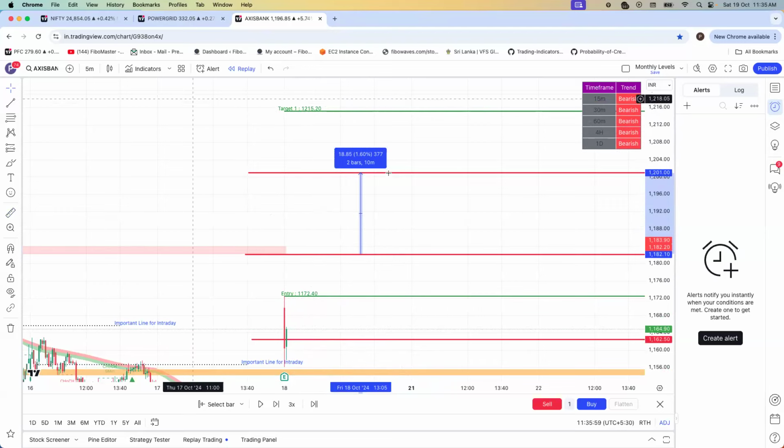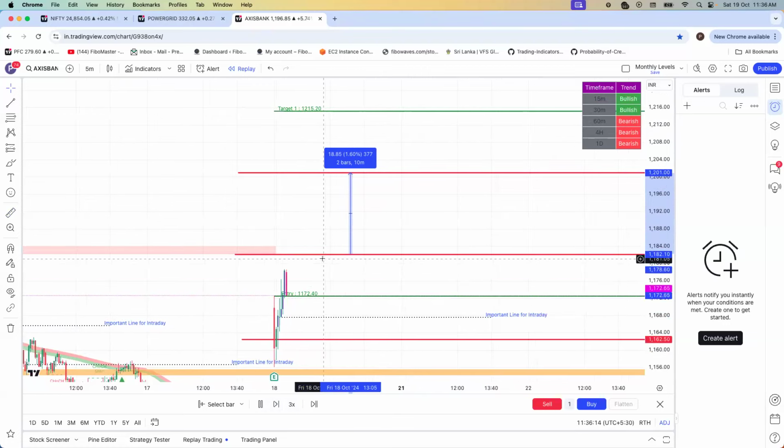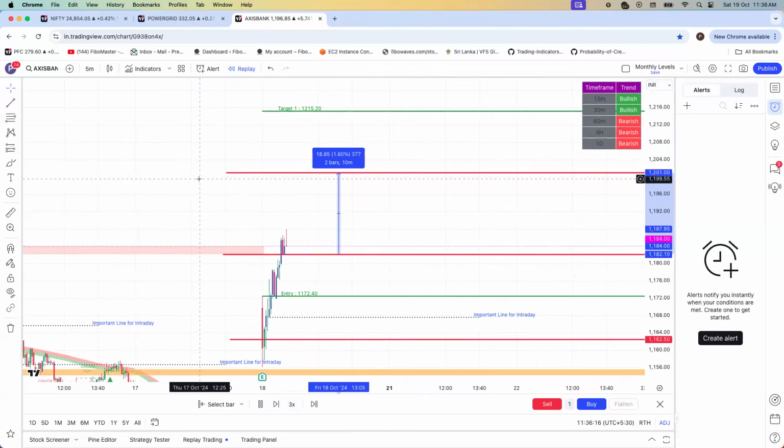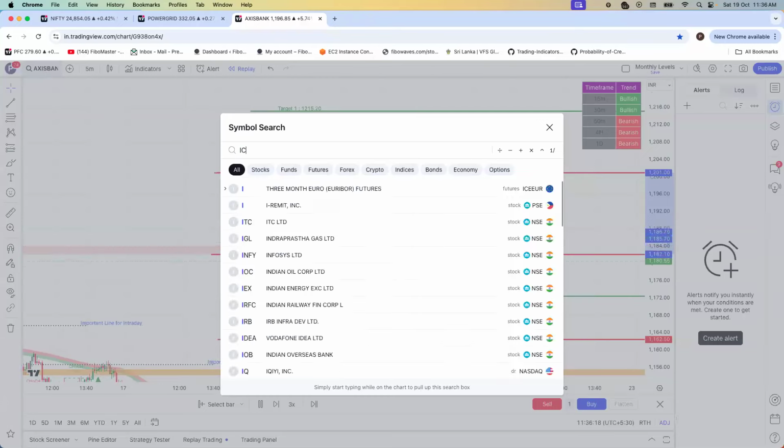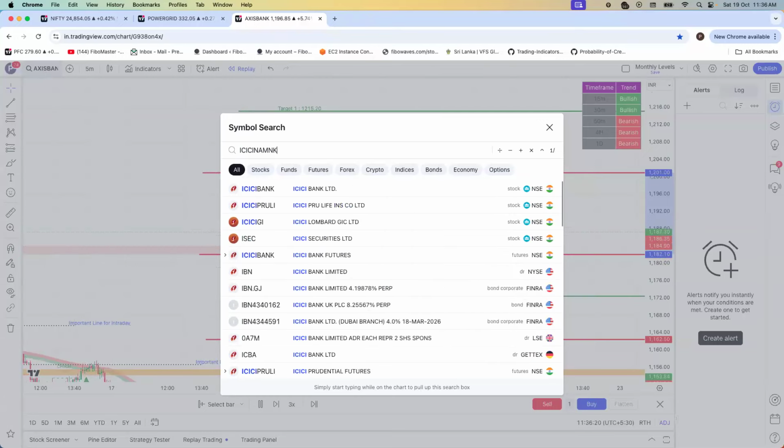So I don't expect Access Bank will cross like 50 points in a single day. So I had two different targets, one target and second target. One target, I took it on the rejection point area. This is one and second one here. And then after that, it went and then it hit all the targets here. Same thing if I go for ICICI Bank, I think we will have something there actually.